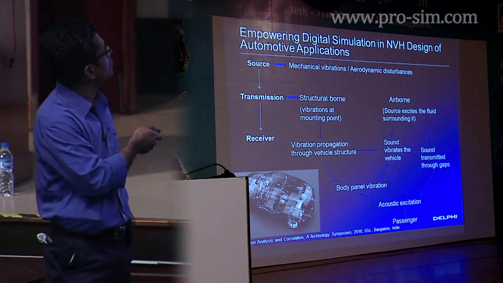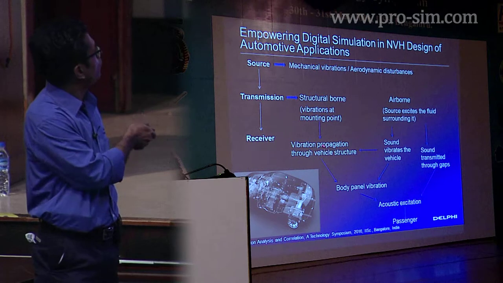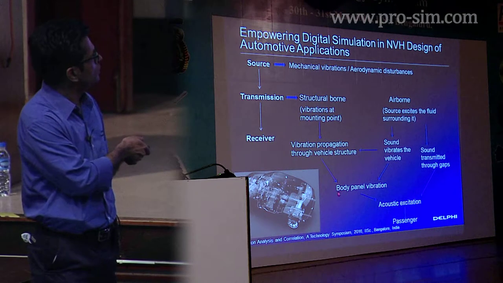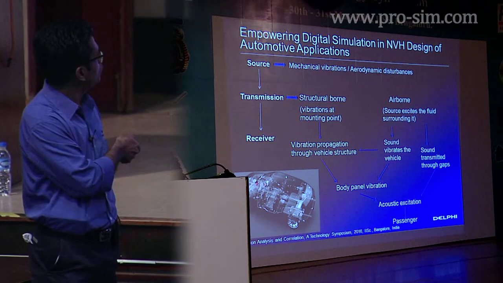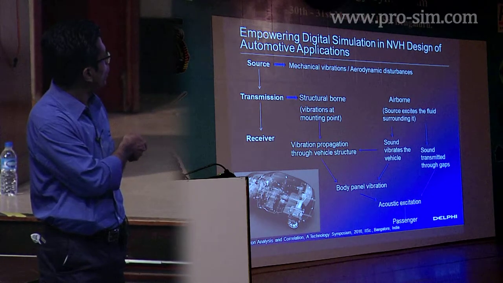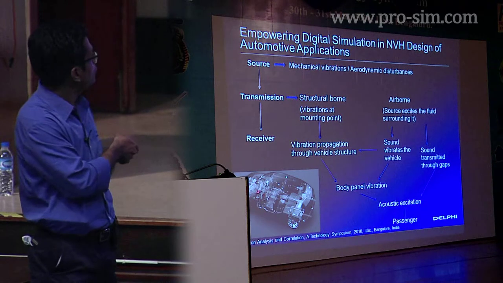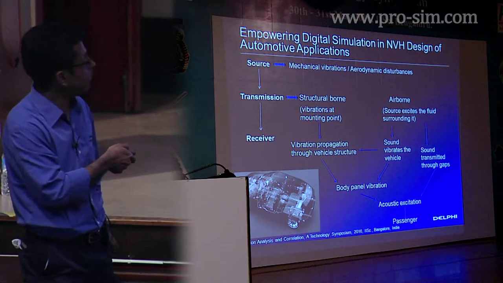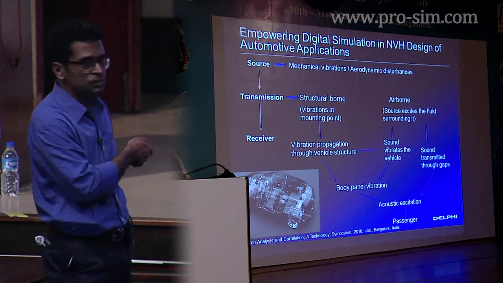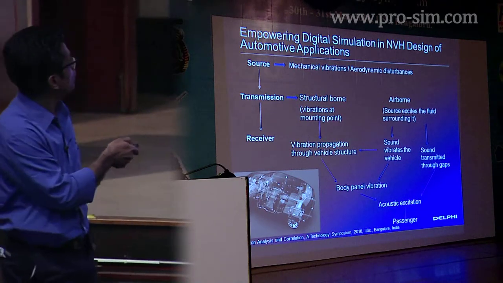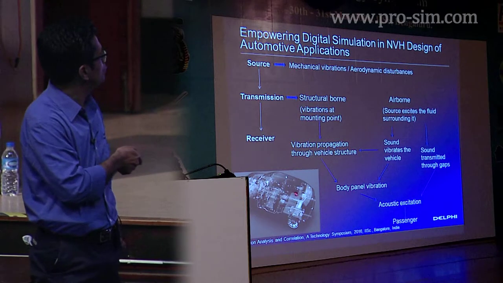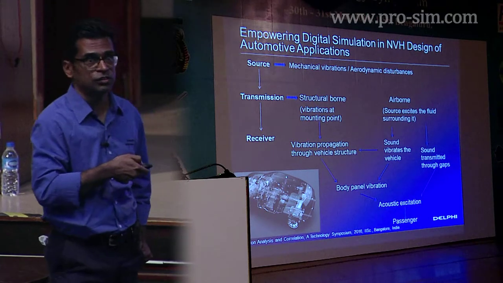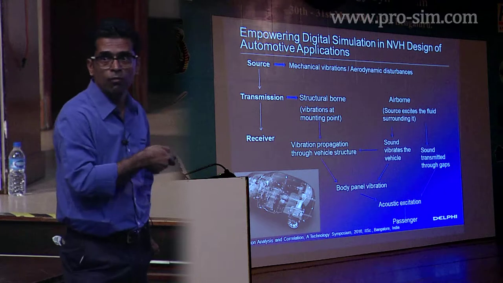Now, as regards the transmission, in the structure-borne case, you have the vibration which is propagated through the vehicle structure. This can in turn excite the body panel. For example, the engine vibrations are passed to the chassis via the mounts, and the body panel is mounted on the chassis via other systems. These body panels receive vibrations, the body panel vibrates, and it radiates noise into the passenger cabin. The passenger, as a receiver, feels this noise, which is the transformation of vibrational energy.